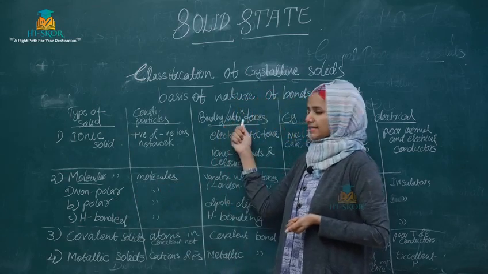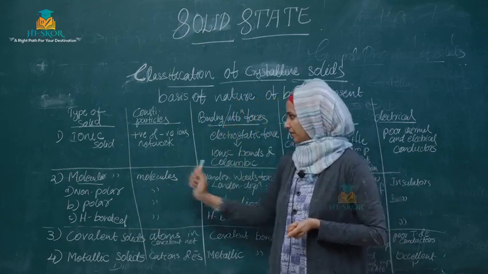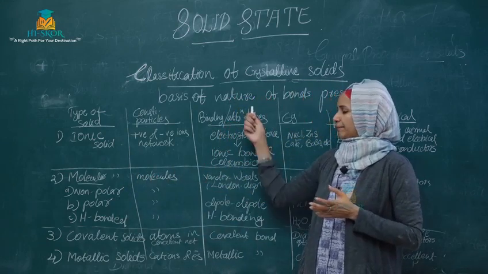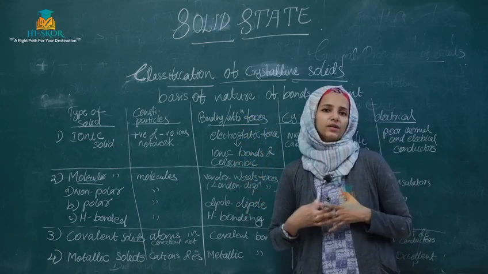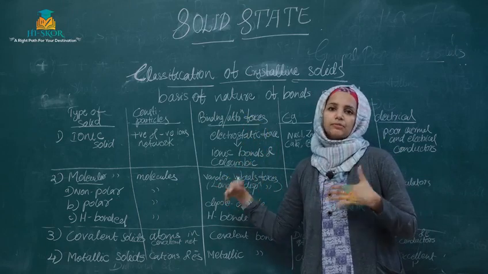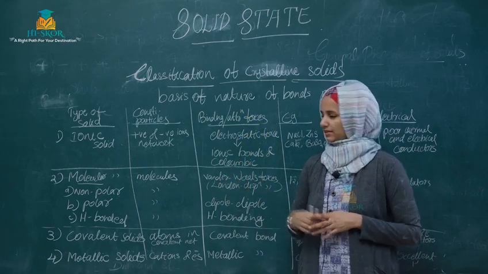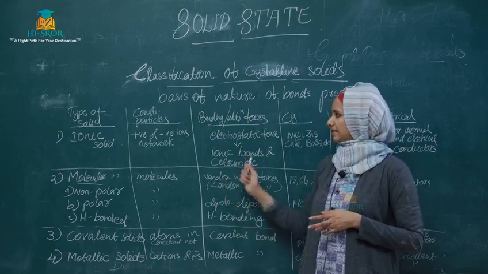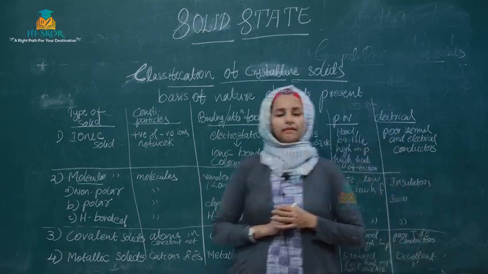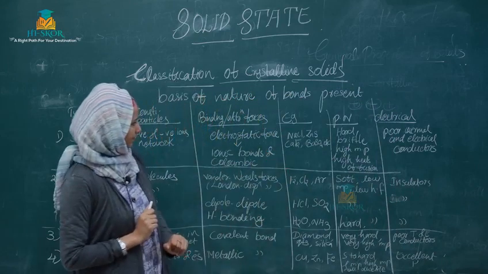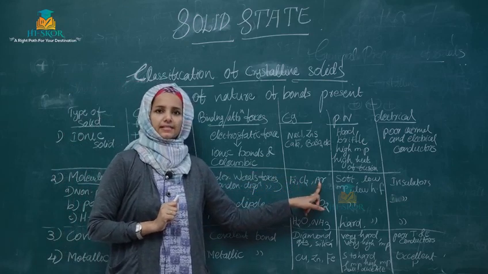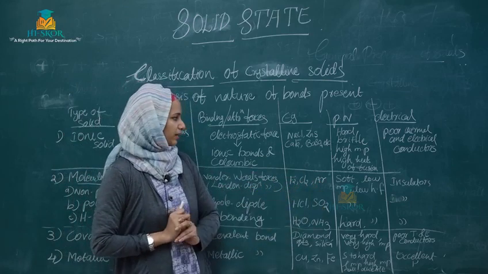And what is the type of bond present here? In non-polar molecular solids, the bonds present are weak van der Waals forces, or dispersion forces like London forces. These are the forces present in non-polar molecular solids. Then we can see some examples: F2, Cl2, Ar, etc. are some examples of non-polar molecular solids.